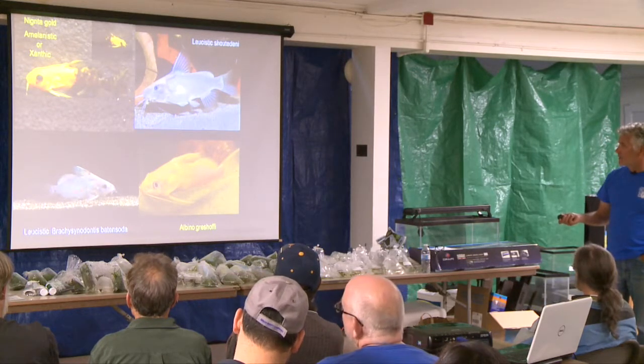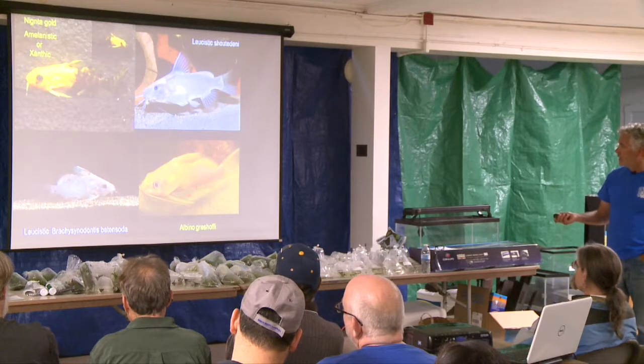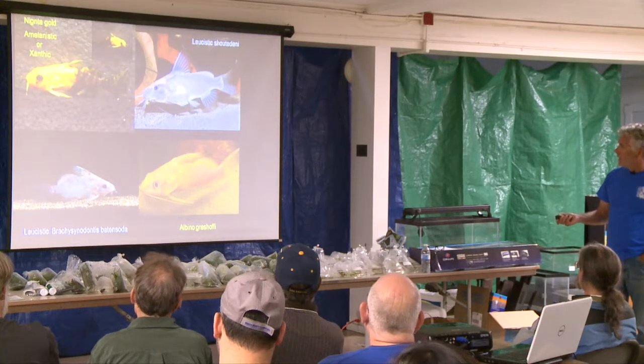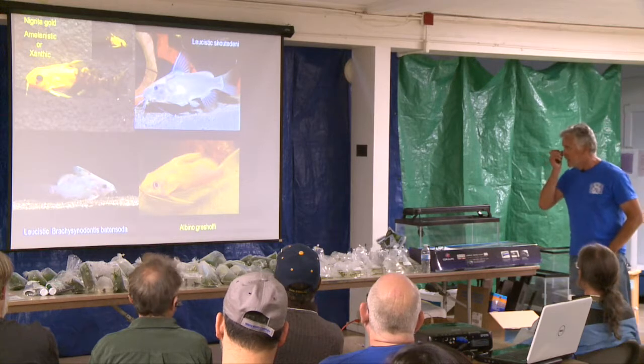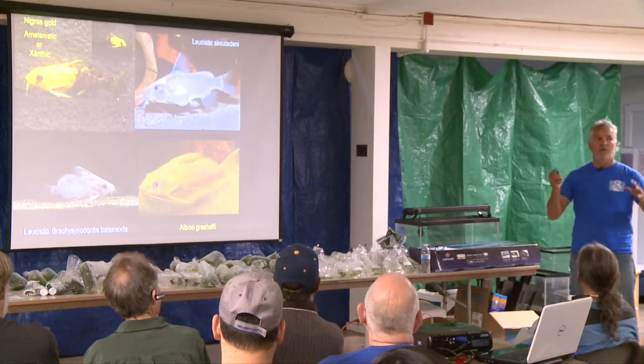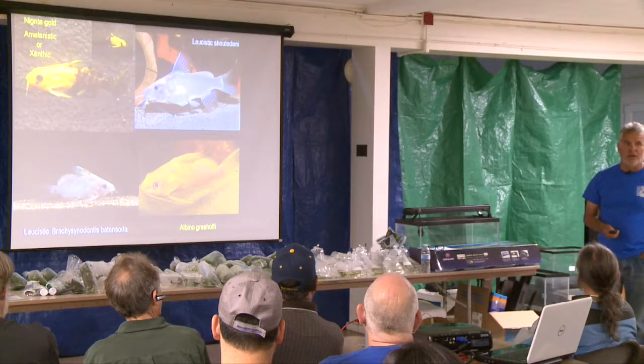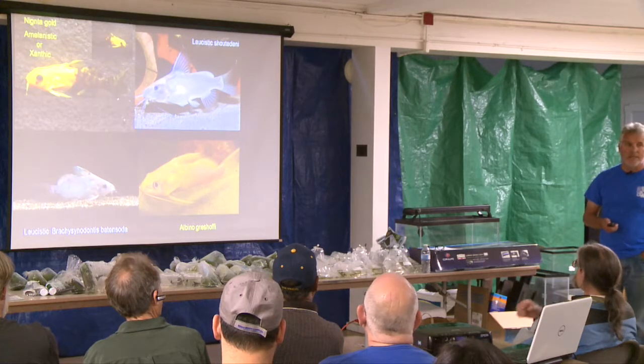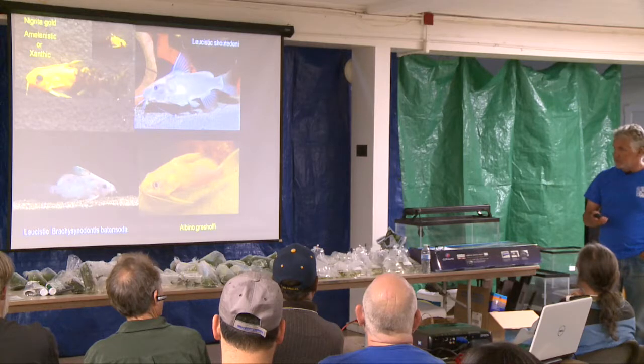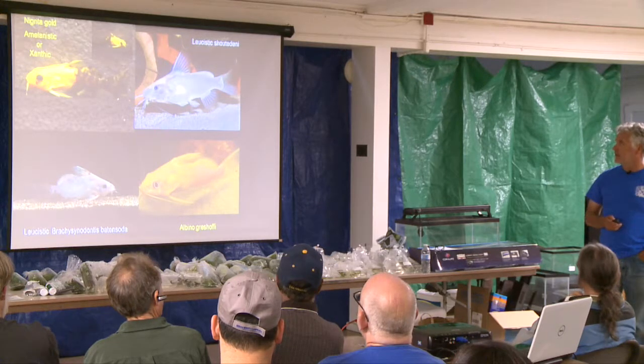Here's a leucistic Brachysynodontis batensoda and an albino greshoffi. And all I want to say about these is a lot of people look at them and go, oh man, they're great, they must be worth a lot of money. And they're really not. It's quite common to see this. So if you see this anywhere, don't get too excited.